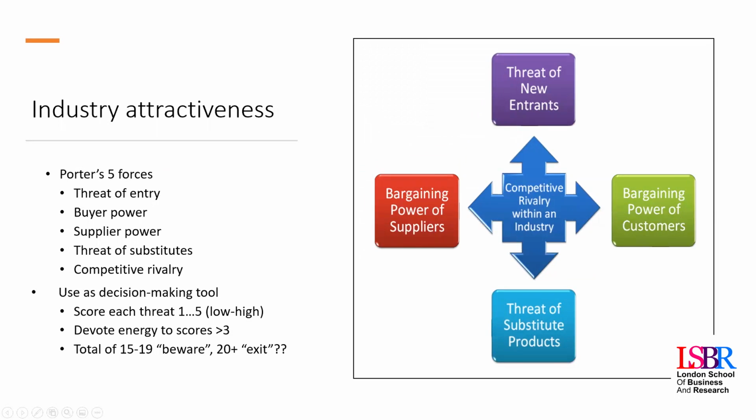So let's now introduce a model that you can maybe use to try and understand competitive rivalry or competition within a market or within an industry. So Michael Porter's 5 forces, those of threat of new entrants, bargaining power of customers, which is also known as buying power, bargaining power of suppliers, also known as supplier power, threat of substitute products, and finally the middle component, which is competitive rivalry within the industry.